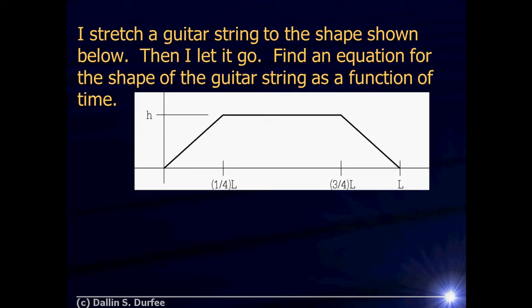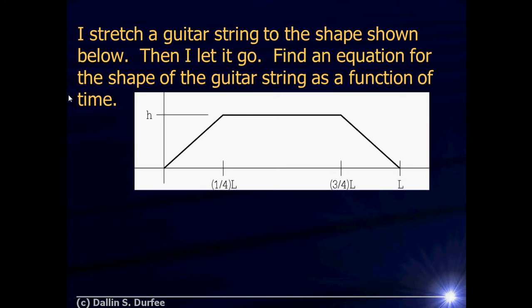Okay, so here's my guitar string. At one end it's fixed at 0. At the other end it's fixed at 0 because it's a guitar string, right? And then I pull it out to a shape where it ramps from 0 to H a quarter of the way across the string. It ramps down from H to 0 over the last quarter of the string, and the middle half of the string is just constant at H. Alright? Now, so I start with this shape.